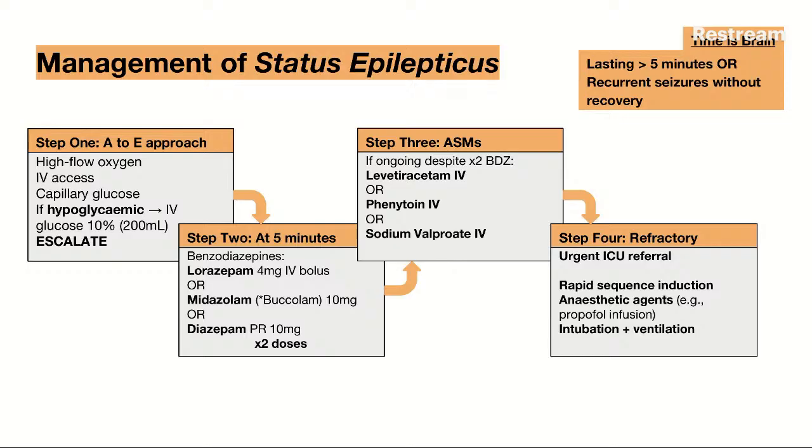It's a sort of gel that you put between the gums and the lips of the patient, or less commonly diazepam per rectum, and you'd wait for a few minutes. If that hasn't terminated after the first dose, you can give a second dose.